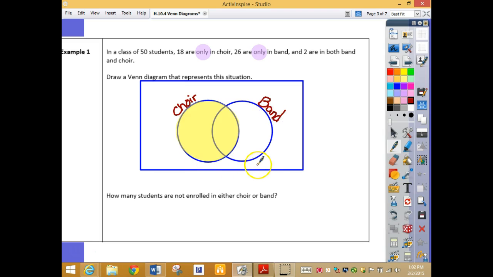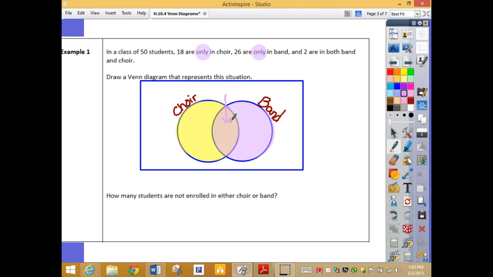Some people put them underneath. And this whole circle represents band. So what about that part in the middle here? What does this part represent right here? That's both band and choir, isn't it? Because that's where they overlap. That's the part they share.